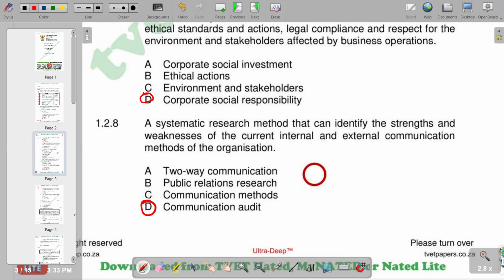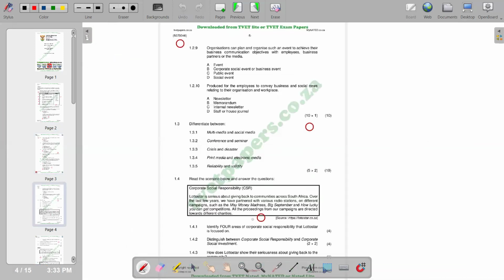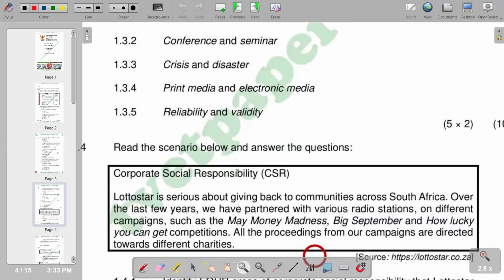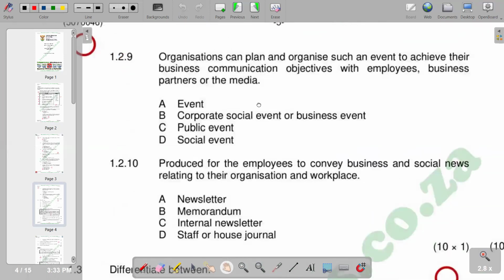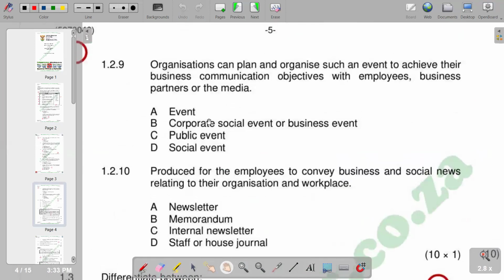Moving on to the next question, number 9. Of course we try to zoom it out, but we have question number 9. Organizations can plan and organize such an event to achieve their business communication objectives with employees, business partners, or the media. Of course, we've got event as A. B, we've got corporate social event or business event. And C, we've got public event. Then D, we've got social event. So the correct answer is corporate social event or business event, which we have on B.